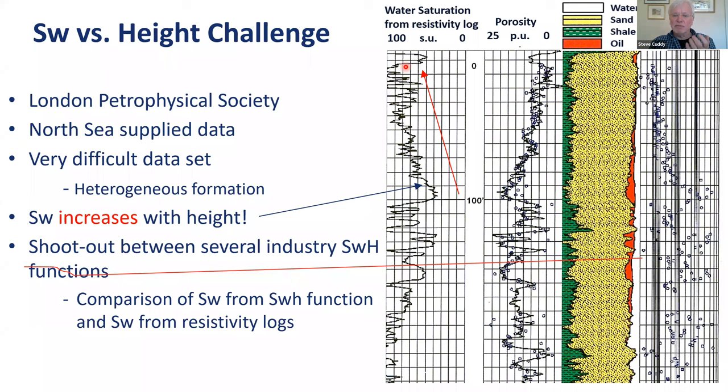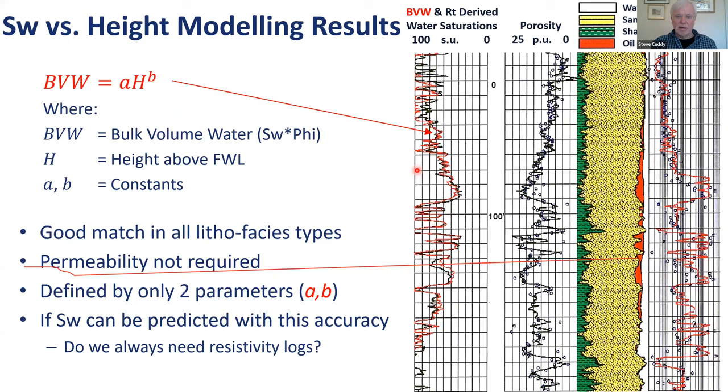So the challenge was for many petrophysicists to go away and see who could give us the best model. And we compare the resistivity derived SW, shown here in black, with the function to see which has got the best match. So clearly the BVW model worked, otherwise I wouldn't be telling you about it. The resistivity derived water saturation is shown in this track here in black. And the water saturation from the BVW model is shown in red. It's a very good match. It matches very well in the different lithofacies.